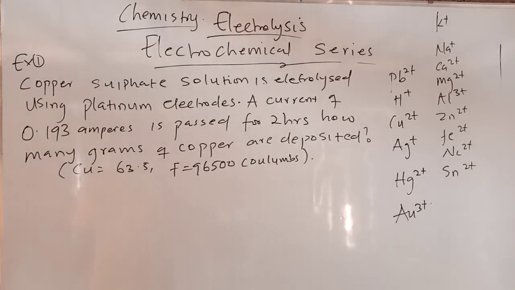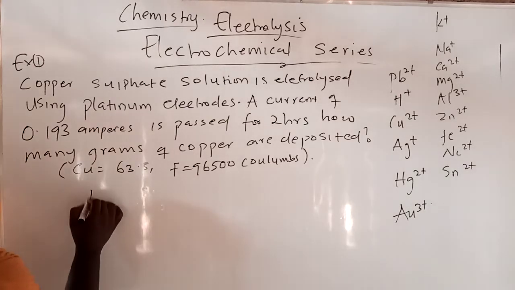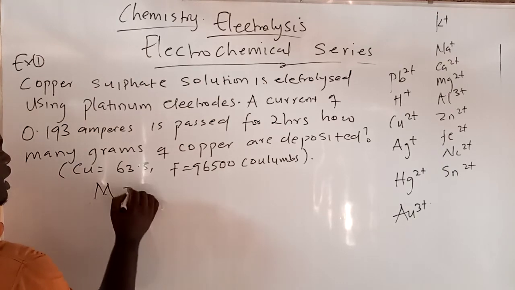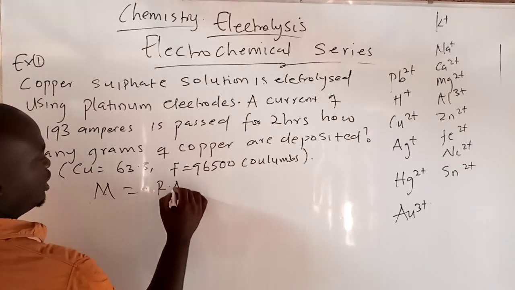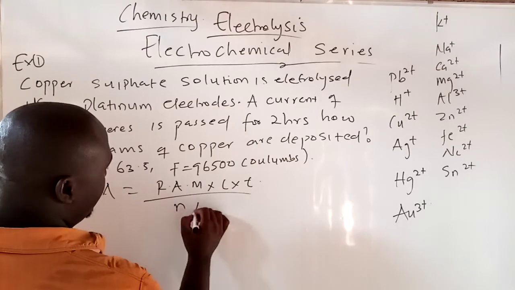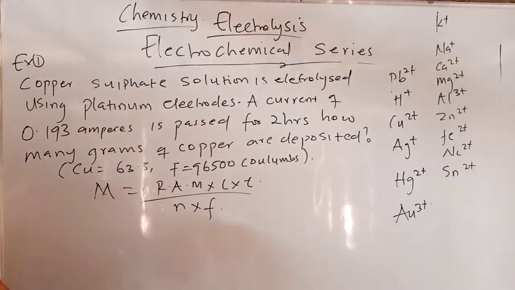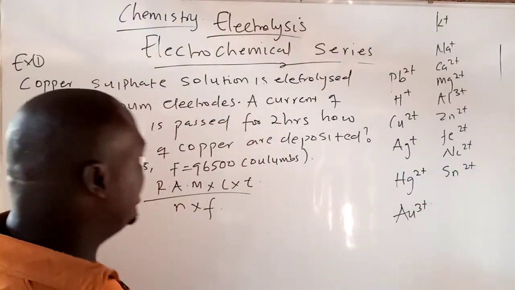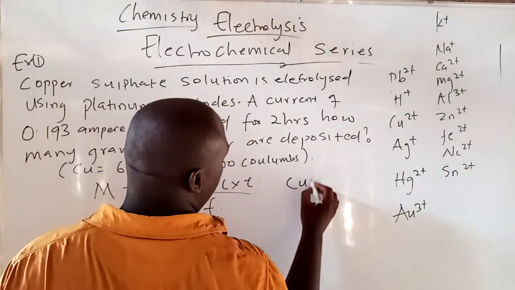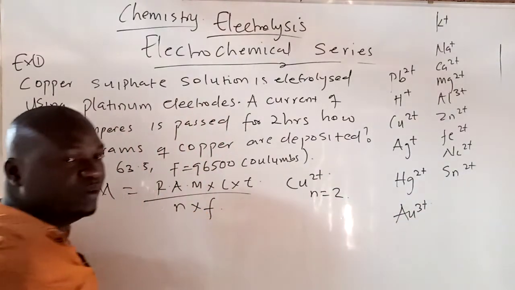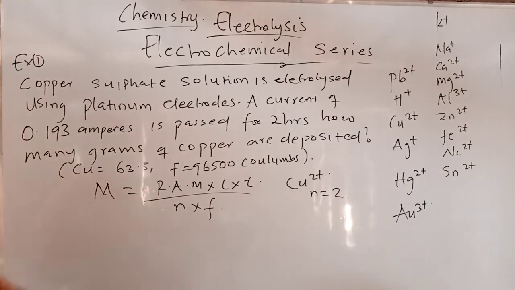When you ever see this question in your exam, all you need to do is write the formula that I just proved: that your mass is the relative atomic mass times your current times your time all over n times F. Now they are talking about copper. That is why I said you have to cram this thing and the charges. You already know from your activity series that copper is 2 plus, so your n is equal to 2. You just put it here, and your answer will flow naturally. I told you this is a bomb.